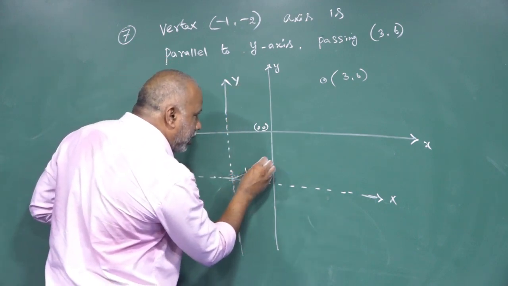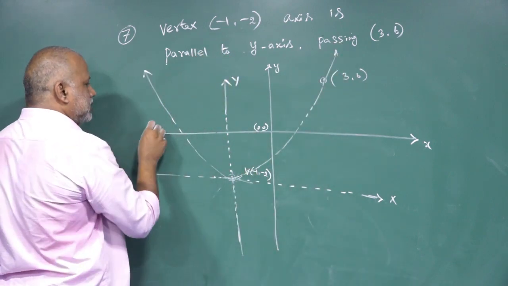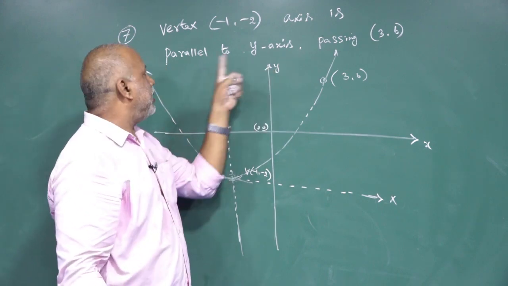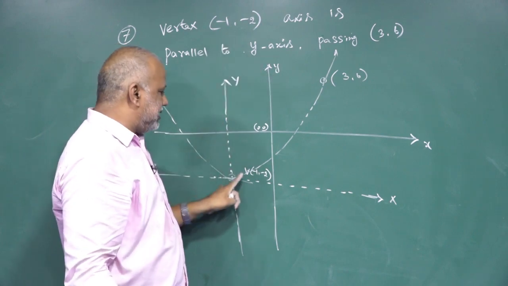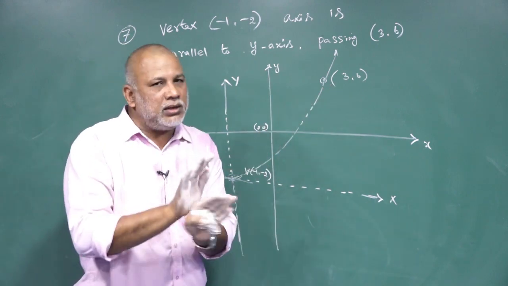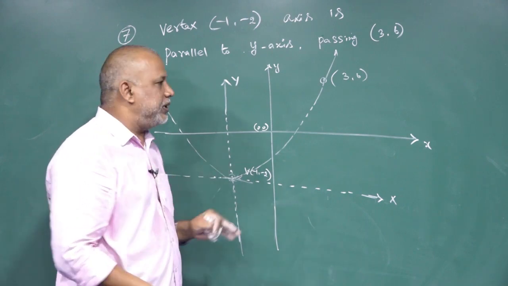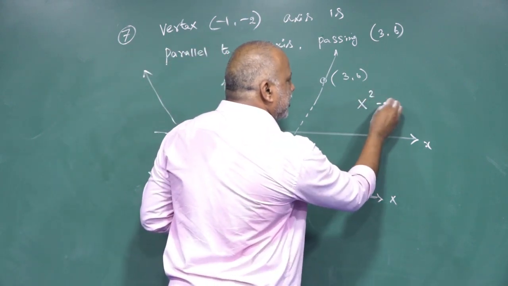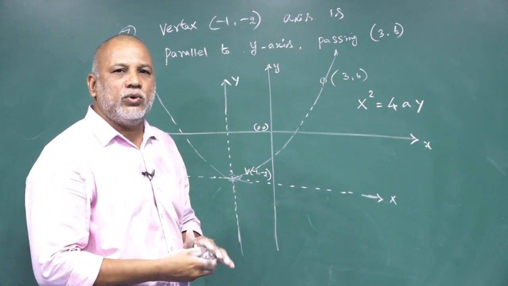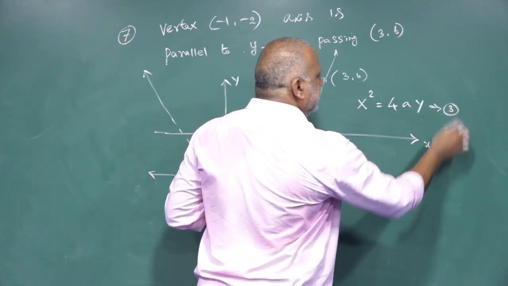See this parabola. This is the capital Y, parallel to small y. We are working out this logic. Then the vertex, passing through the point (3, 6). So we have fulfilled all the logic. Now which type does this belong to? Third type, open upward. The equation is capital X squared equals 4a capital Y. This belongs to type 3.